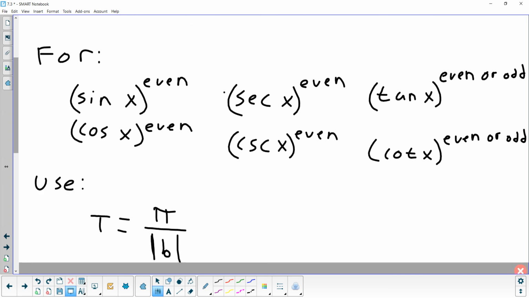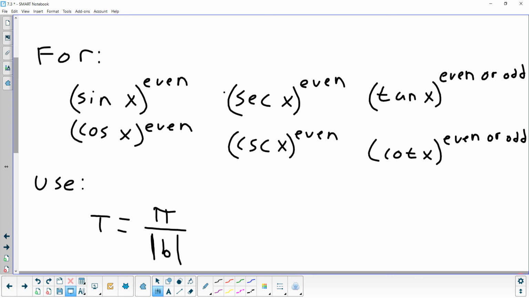For this particular case, the formula is pi over b. So this covers tangent and cotangent completely, and it covers the other 4 to an even power. And I put absolute value of b because remember, if b is negative, that causes a horizontal reflection. But when we're talking about period, that's a length. You don't ever want to give me a negative number for length. So the other case we have is sine, cosine, secant, and cosecant to an odd power.